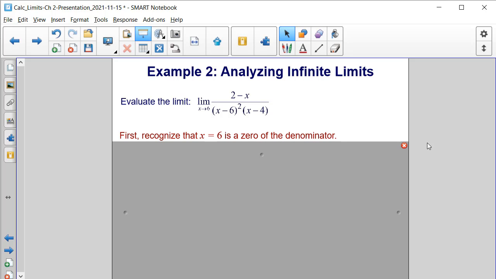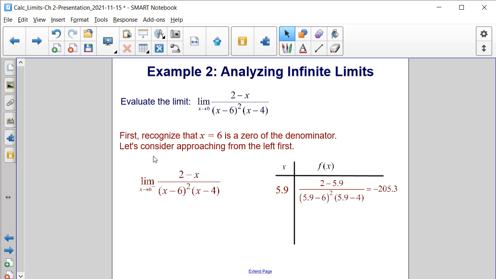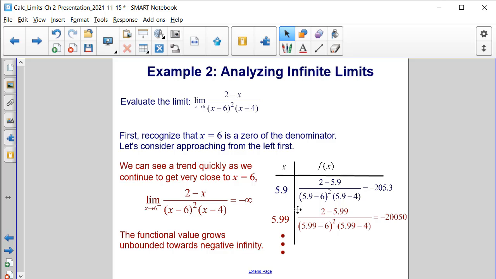So as we're approaching the asymptote, we are going to look at the behavior of the function as x approaches 6. First, let's start by approaching from the left. So we'll use 5 and 9/10 as we substitute it into the function. And when we do that, we end up getting negative 205 and 3/10. And then if the next number that we substitute in is 5 and 99/100, we end up getting negative 20,050, which is a much smaller number. So we can quickly see that as you get closer and closer to x equals 6 from the left, you're approaching negative infinity.